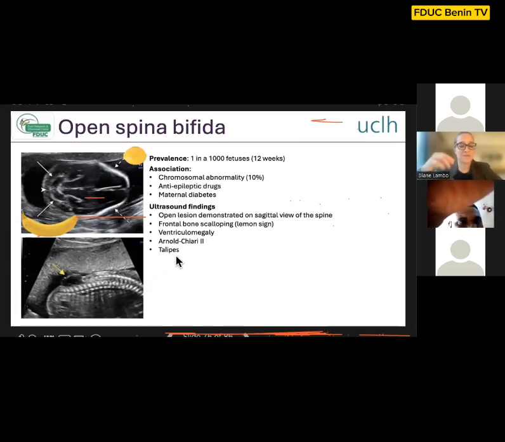And then your sort of downstream effects of the open spina bifida are things like talipes or clubfoot as a result of your neuromotor dysfunction in the lower limbs caused by the spina bifida. Now, associations tend to be commonly seen as a malformation in women who have poorly controlled diabetes. Some anti-epileptic drugs tend to be associated with spina bifida, and about 10% of these babies will have an underlying chromosomal abnormality like T18.